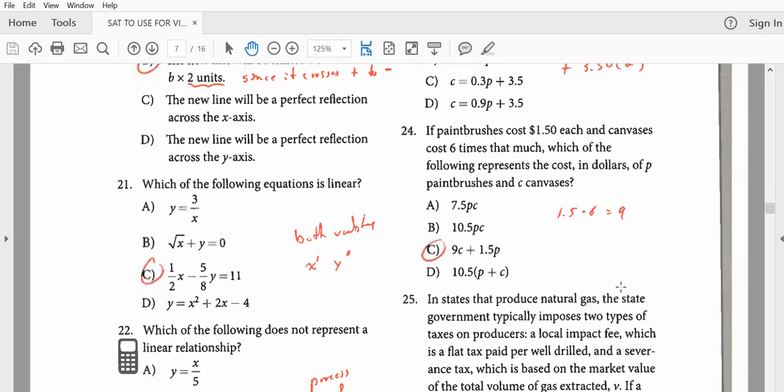Okay, for this one, paintbrushes cost $1.50 each. Canvas is 6 times that much. Kind of moving forward a bit here, the key conversion there is just the 150p for the paintbrushes, and then the canvas, we called it C, so 6 times 150 would just give us 9.